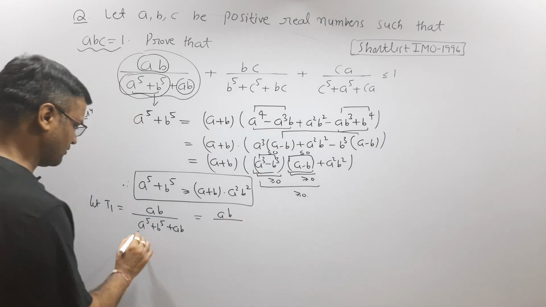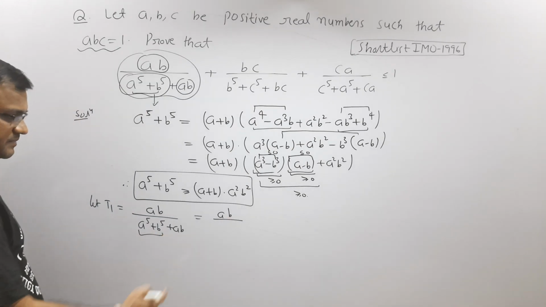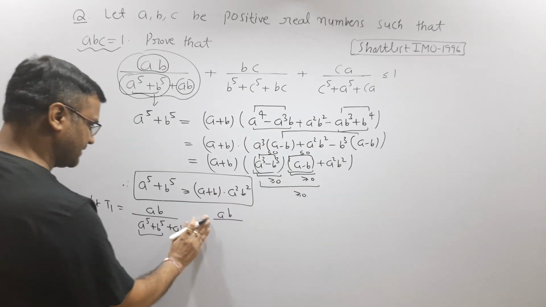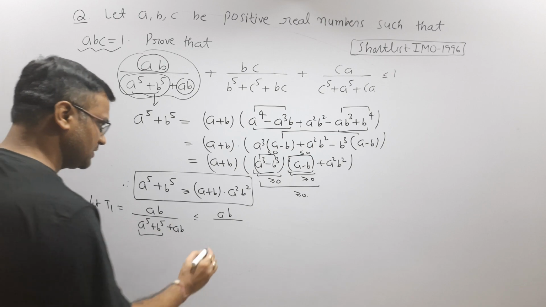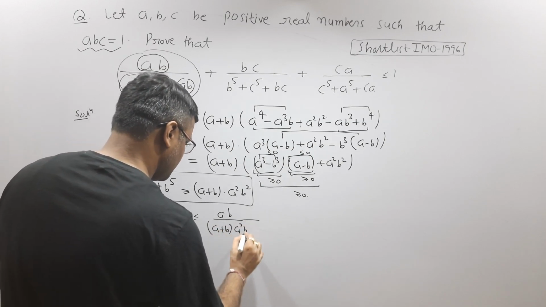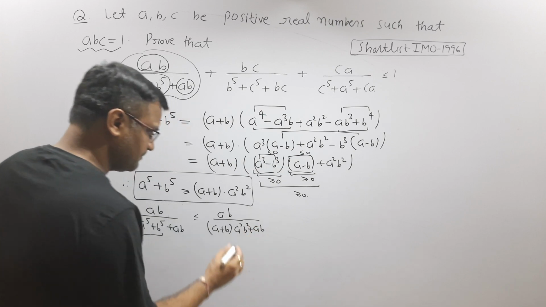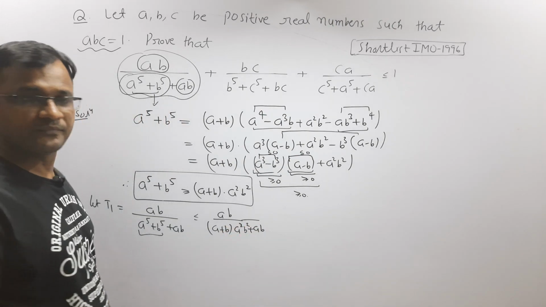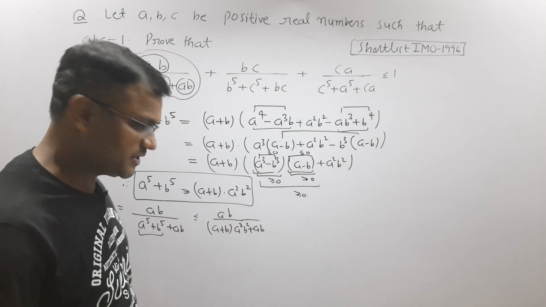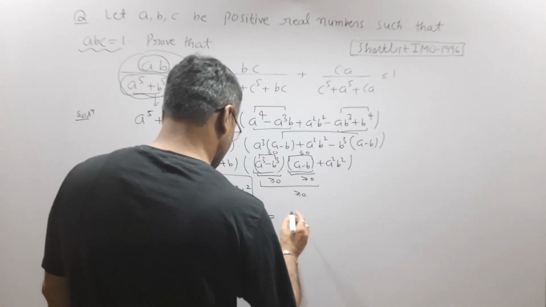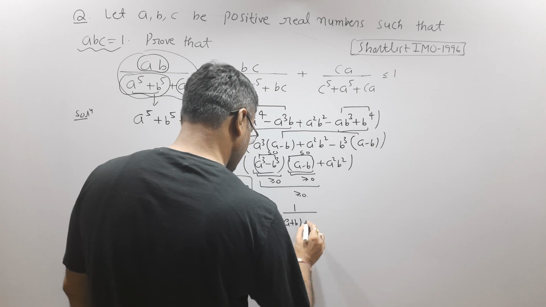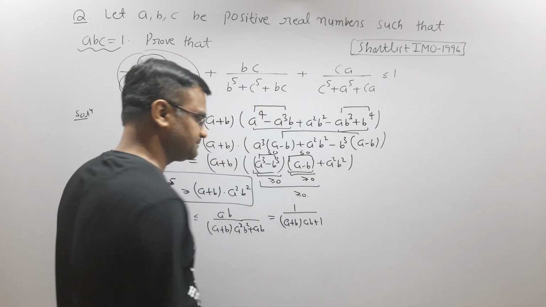So if we substitute the value of a to the power 5 plus b to the power 5, which is greater than or equal to this one, I think this is less than or equal to ab upon a plus b times a square b square plus ab. Okay, I want to cancel ab from numerator and denominator so that we can write 1 upon a plus b times ab plus 1.